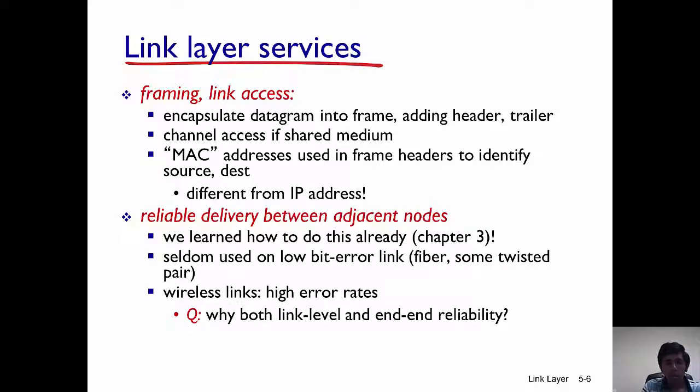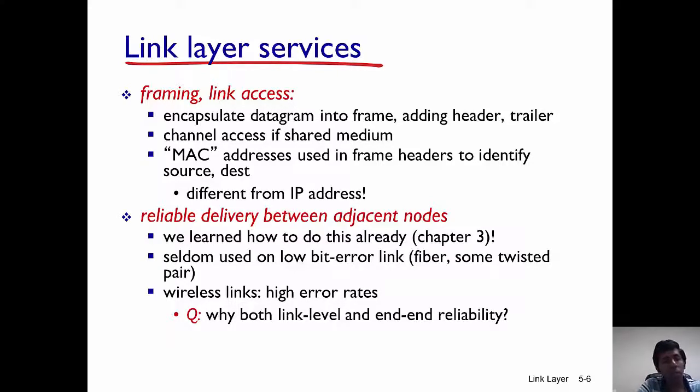Now we looked at a reliable data transfer protocol in the context of the transport layer, where we looked at TCP. But we don't need something as complex as TCP for the link layer. It is much easier to provide reliable data transfer in the link layer, especially if you are using a wired link. However, if you're using a wireless link, the data rates, the errors can be much higher. So that is one more service that the link layer provides.